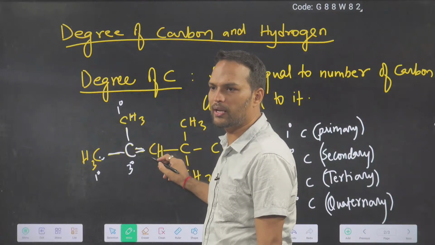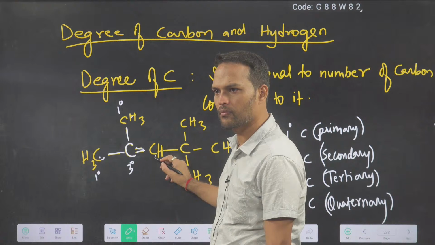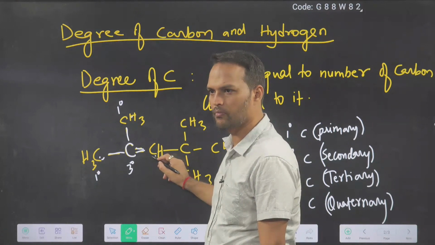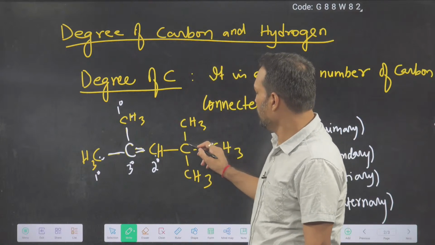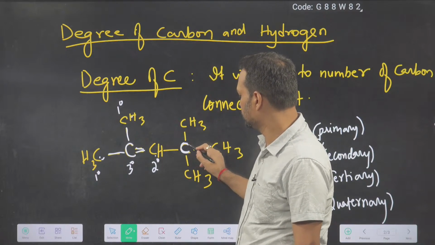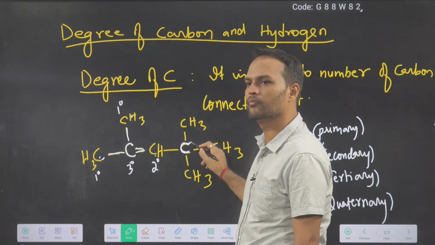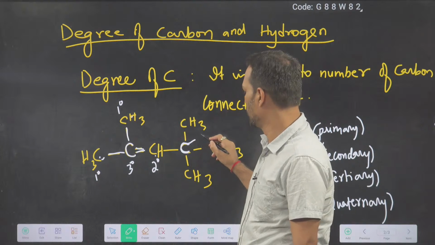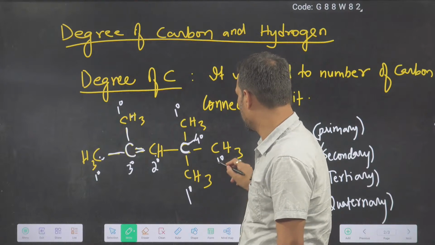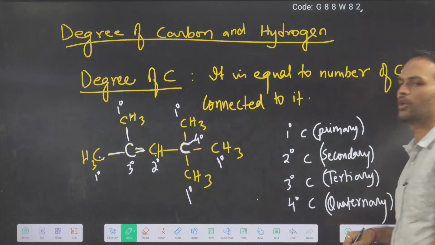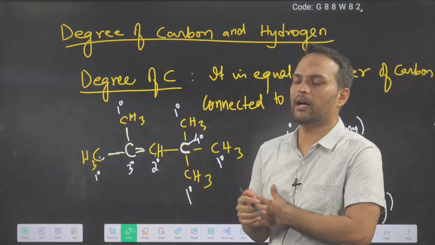Can you tell me the degree of this one? I am giving you time. 2 degree. Can you tell me the degree of this one? 4 degree, correct. And these are 1 degree, 1 degree, 1 degree. Is this point clear to everyone?